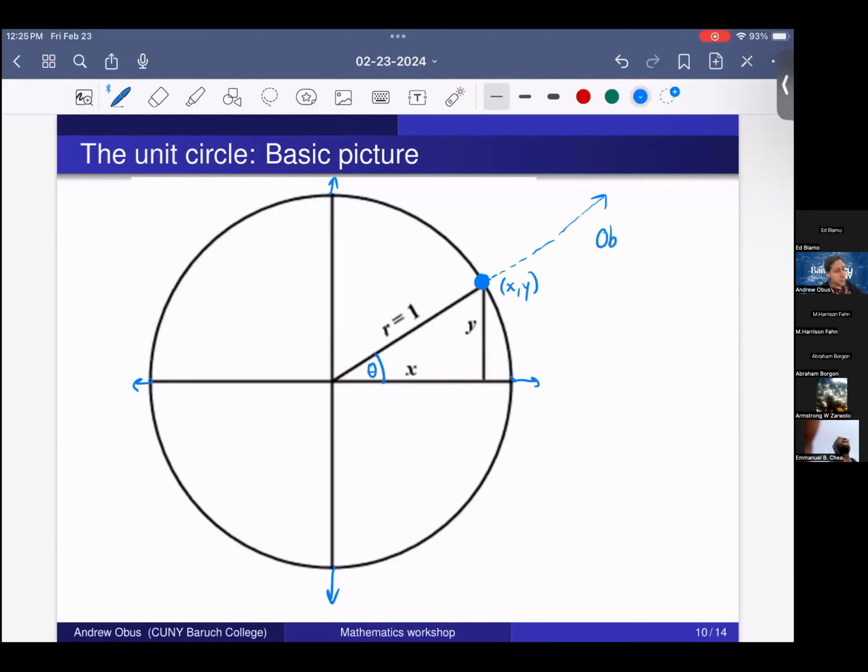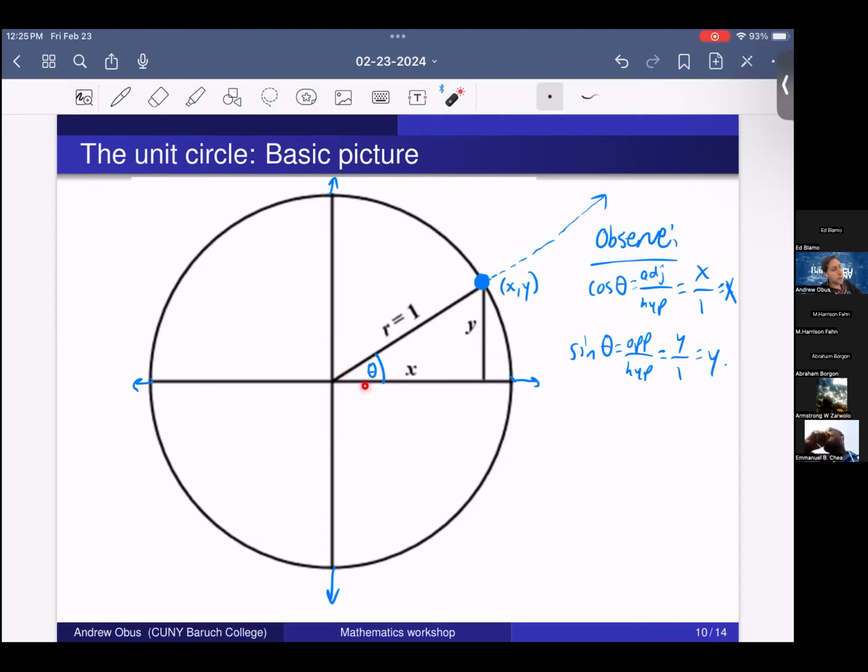And let's observe from right triangle trigonometry, the cosine of theta is the adjacent over the hypotenuse. Well, this is equal to x over 1, which is x. And likewise, sine of theta is equal to the opposite over the hypotenuse, and this is equal to y over 1, which is y. So using our normal right triangle trig, if I draw this triangle, the cosine is x and the sine is y.